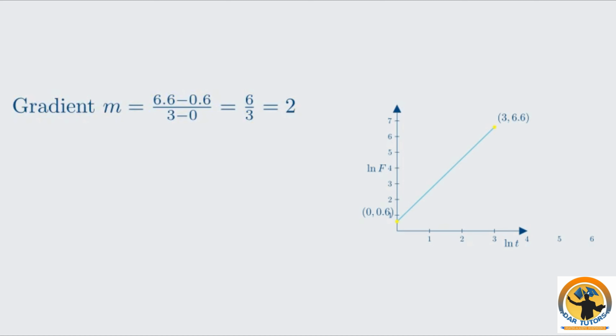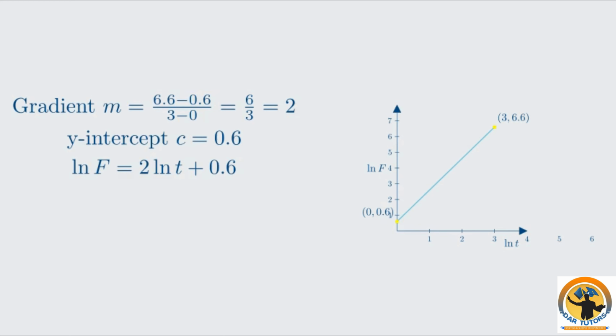In a power model, the gradient of the transformed plot is the exponent n. The y-intercept c is where the line crosses the vertical axis, which is 0.6. The y-intercept of the transformed plot is the natural log of the constant a. So, the linear model connecting our transformed variables is ln f equals 2 ln t plus 0.6.